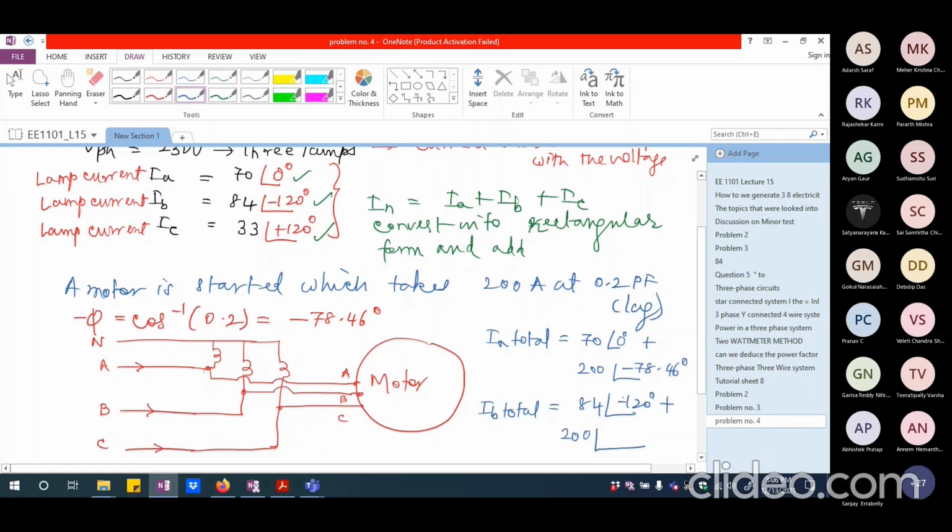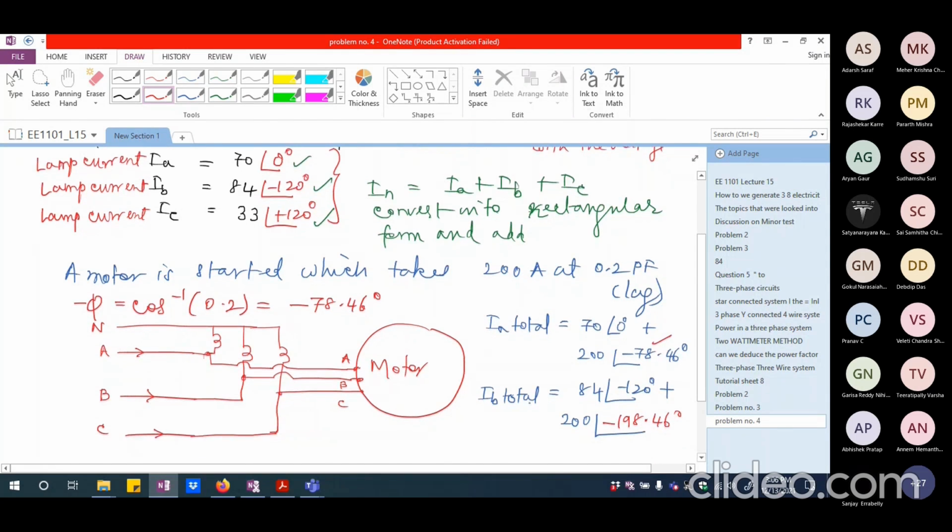What should be the angle? Please remember, compared to this angle, B phase angle should be minus 120 degrees further. So 120 plus 78, 198. So minus 198.46 degrees. Okay, fine. And similarly, I should have IC total.